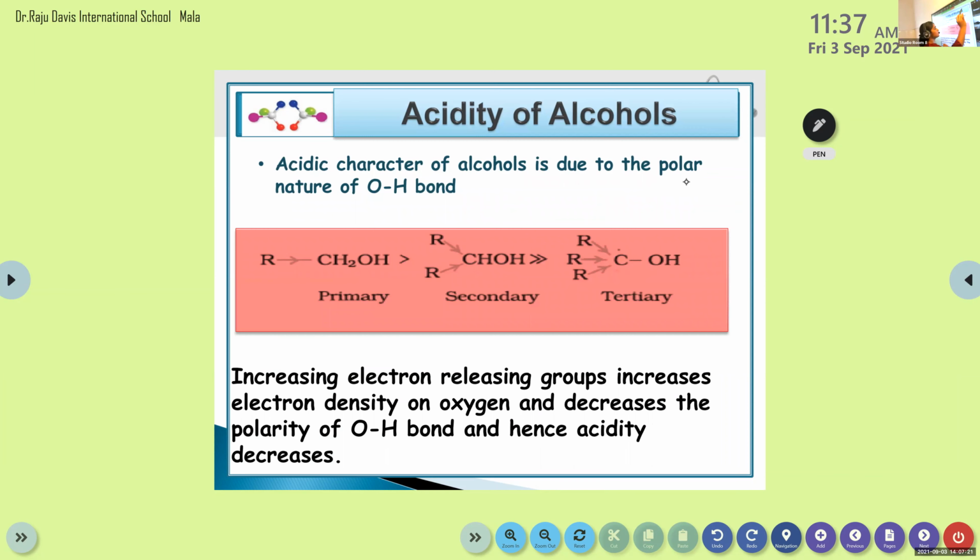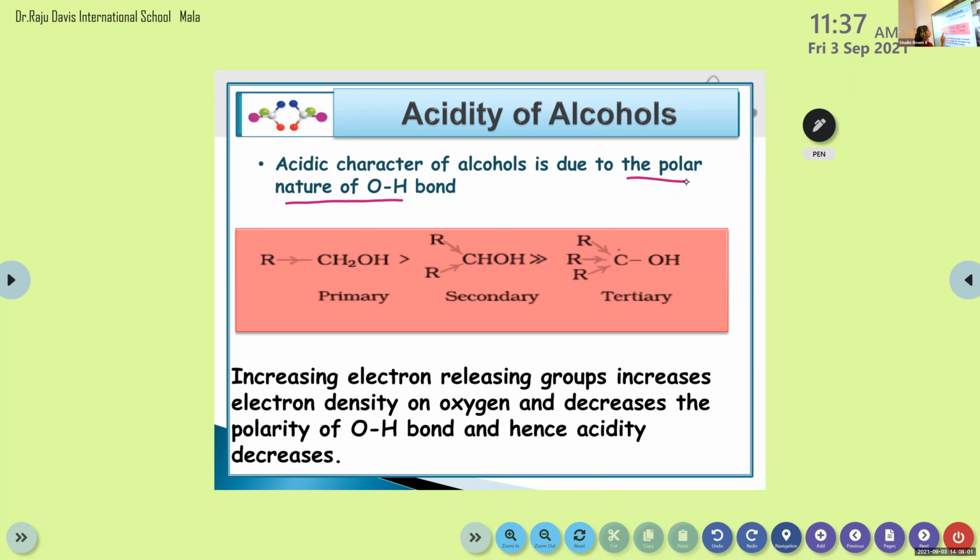Polar nature means if two atoms have a large difference in their electronegativities, they will become partially positive and partially negative, right? Here this oxygen atom is an electronegative atom, and hydrogen is electropositive. So this oxygen atom has a tendency to withdraw electrons from the shared pair, and this hydrogen will get a partial positive charge and this oxygen will get a partial negative charge. So the acidic character of alcohols is due to the polar nature of the OH bond.